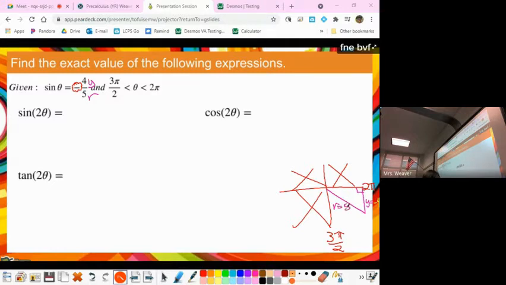This is a 3, 4, 5 triangle. My x is going to be +3 because x is positive in the fourth quadrant. Okay, and that's my theta triangle. We only have one triangle here because we're doing double angles.